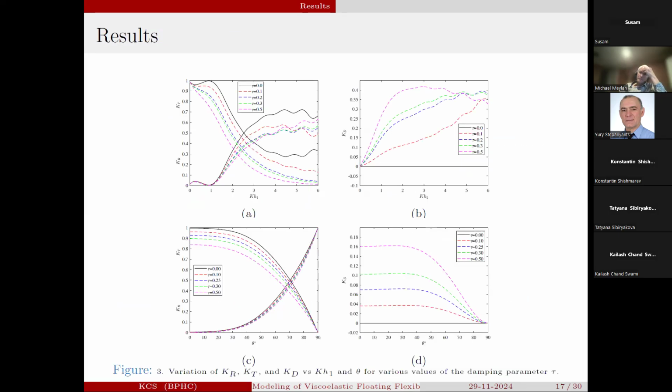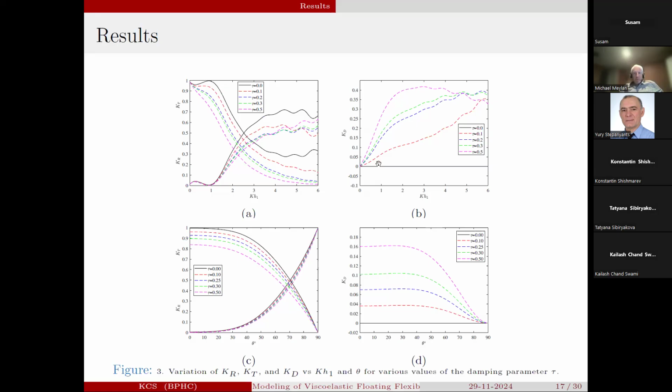So coming to the results here, we can say that there are some results for different values of the damping parameter tau. Initially, when the value of tau is 0, you can see Kd is the dissipation, so there is no dissipation of the energy. Obviously, there will be only reflection and transmission in this case.